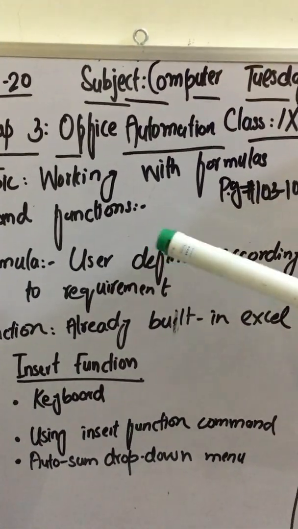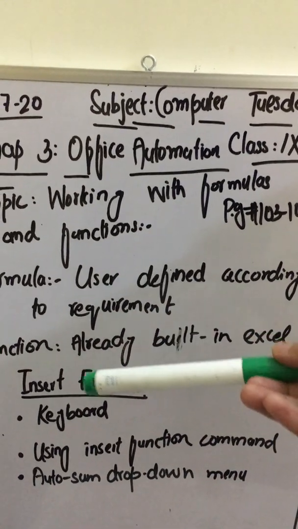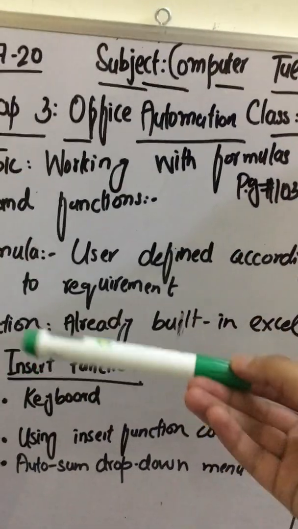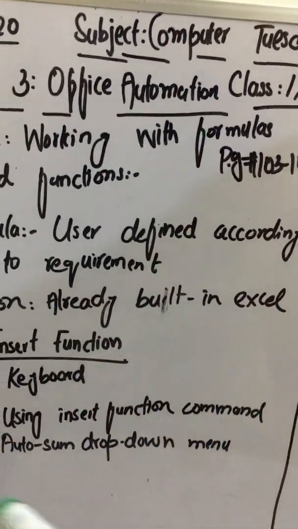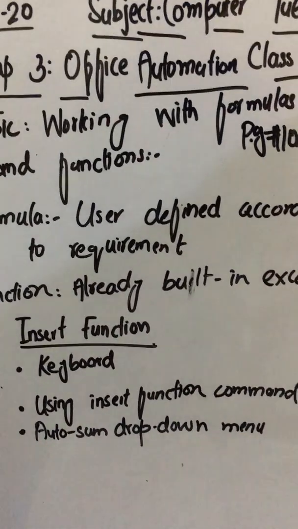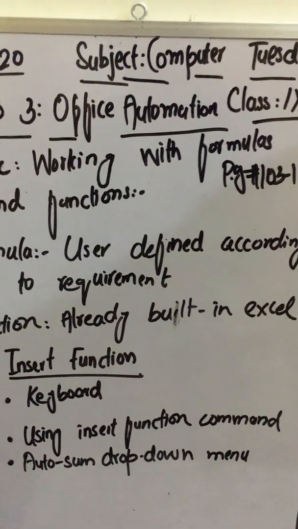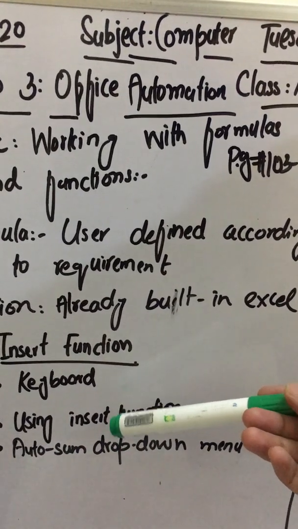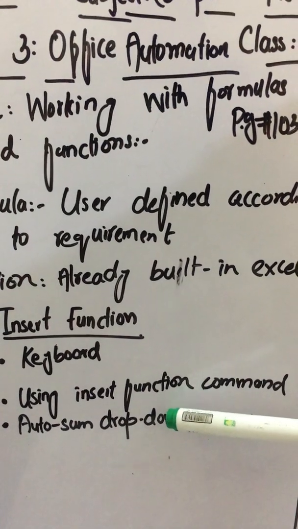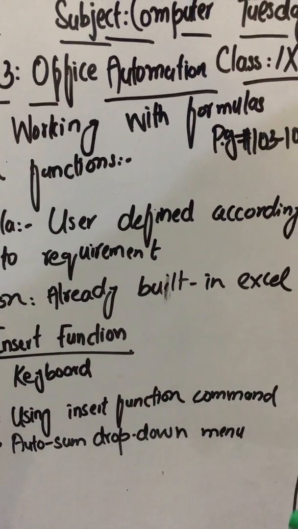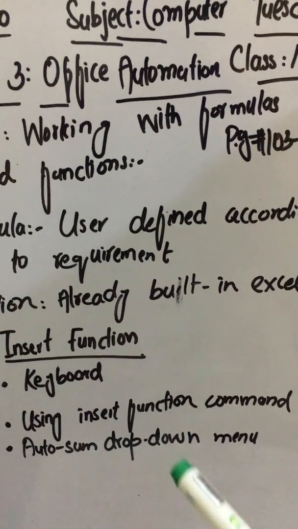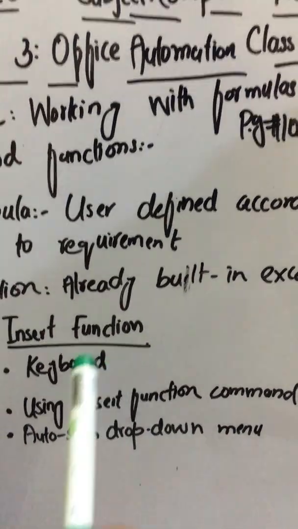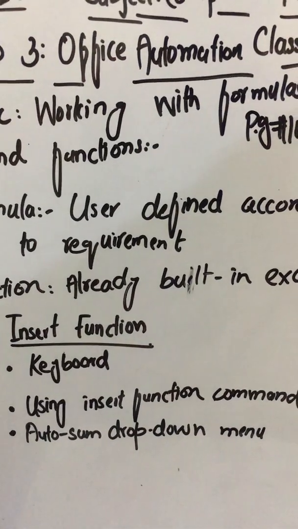What we are going to learn here is how to insert the formula or how to work with the formula, and then how to insert the function and how to work with the functions in Microsoft Excel. Actually, there are three methods through which you can insert the function in Microsoft Excel. You can insert the function using the keyboard, you can insert the function using the insert function command, and you can use auto sum drop down menu also. So first we will discuss the first method, by using the keyboard.